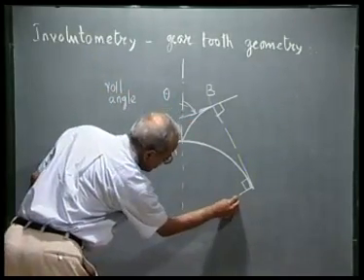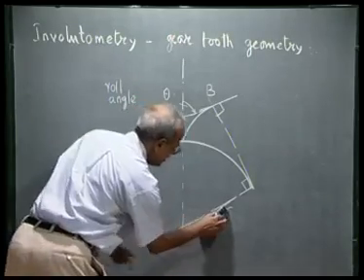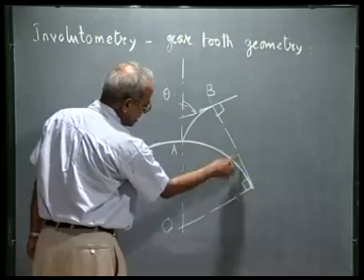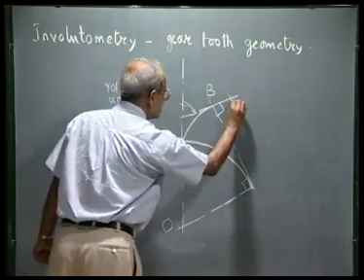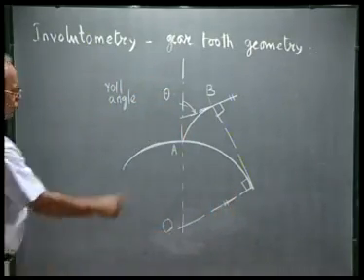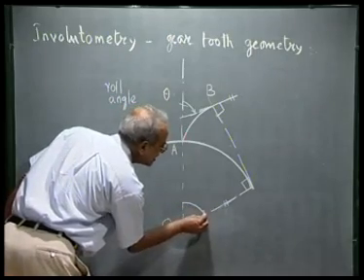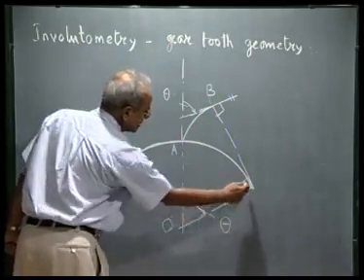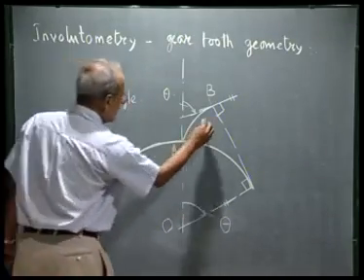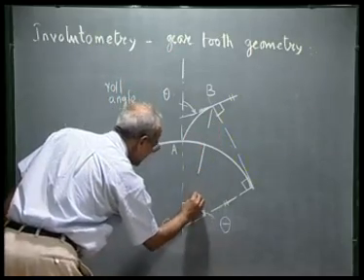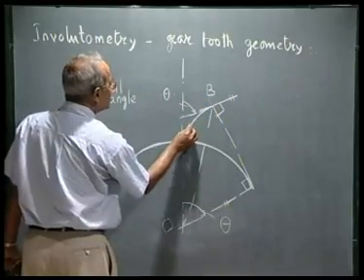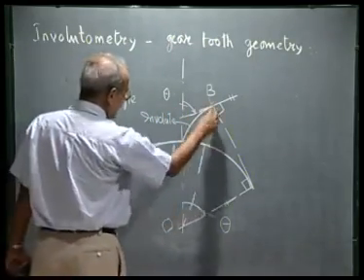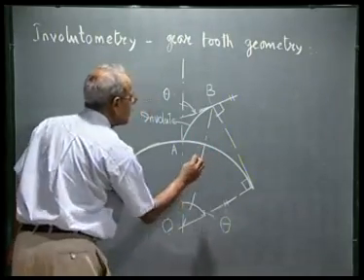This line does not look like perpendicular, so let me draw it correctly. This is O. So, this line is perpendicular to the string, and this radius is also perpendicular to this string, which is tangential. So, this is parallel to this. If this angle is theta, this is also theta, the roll angle. That is, the string has unwound up to this point B, where the roll angle is theta. This particular point on this involute, this distance OB is the radius vector, let me call it R.